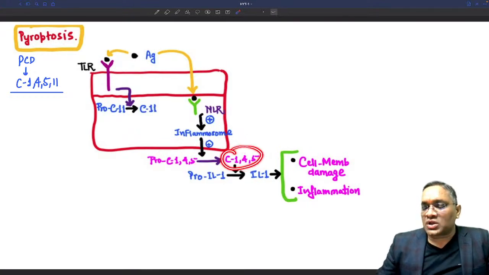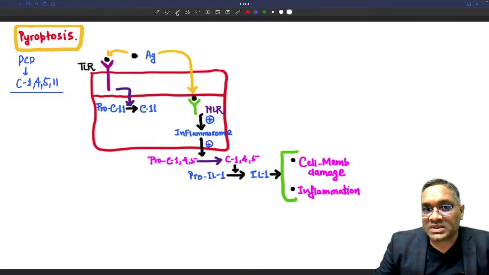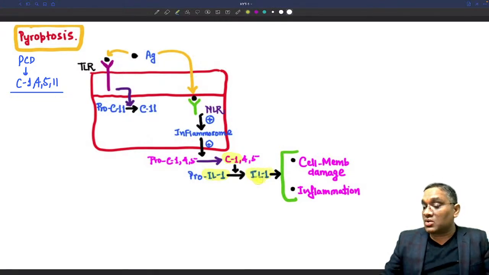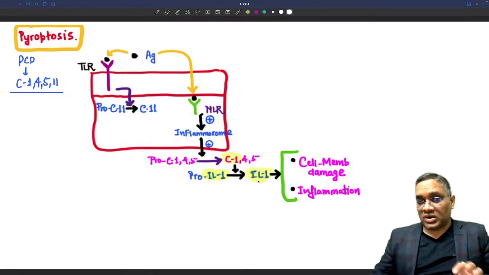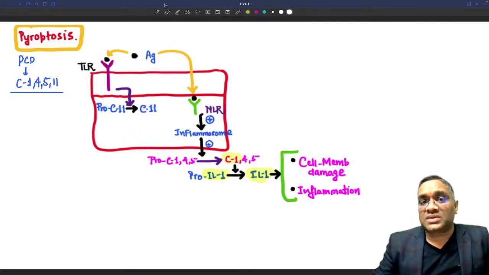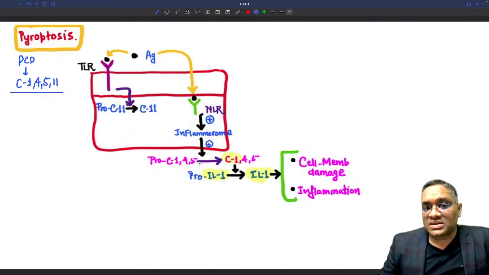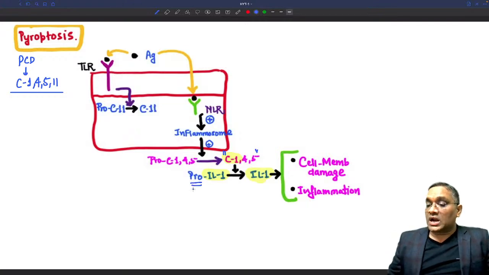So what is the function of these caspases? Please remember, this was a question in a NEET PG exam. Caspase 1 will activate which cytokine? So the answer is interleukin 1. So now you understand why this caspase activation is required. This caspase activation is required so that they can activate the inactive form of interleukin 1.